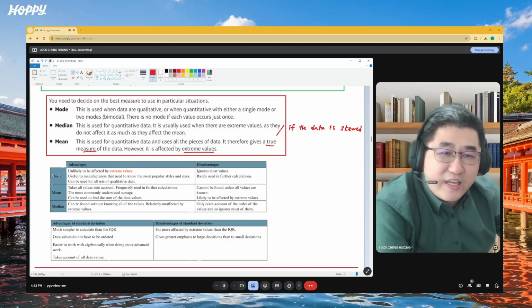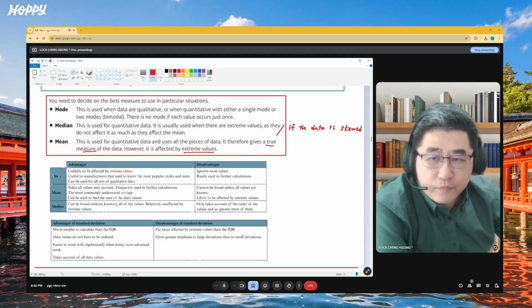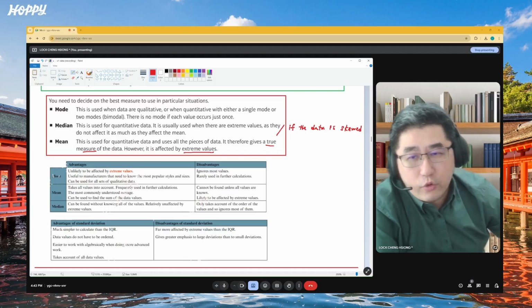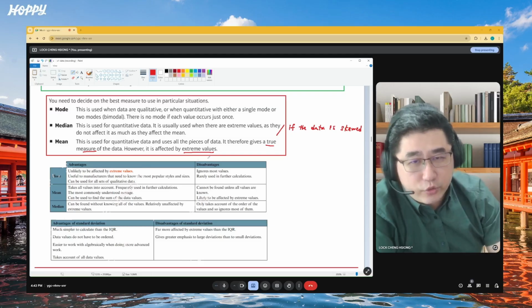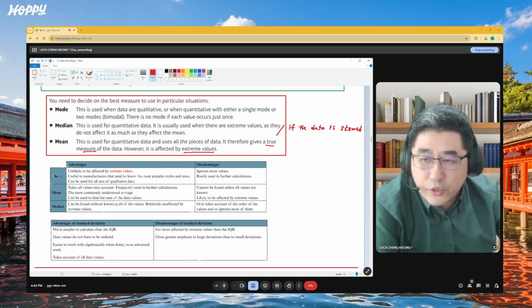Class A, although their average is high, is being pulled up by a few students that actually score very high. So therefore it may be affected by the extreme values. Okay, here there is more explanation.